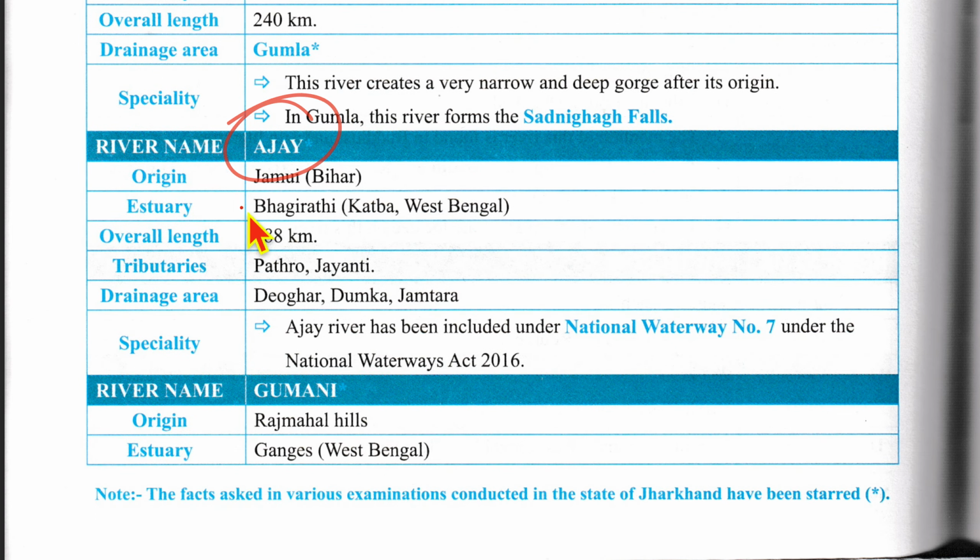Now Ajay River, its origin is in Jamui in Bihar. It is a tributary of Baigrati, that is Katba in West Bengal. Overall length is 288 kilometers. Tributaries are Pathro, Jaintia. And drainage area is in Deoghar, Dumka and Jamtada. Speciality is that Ajay River has been included in the National Waterway 7 under the National Waterway Act of 2016.